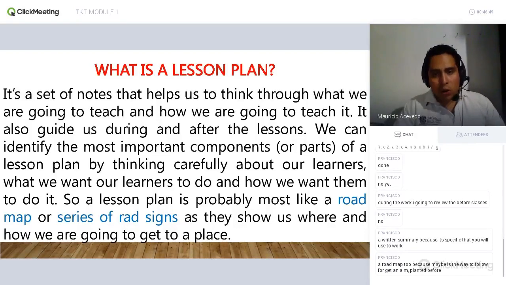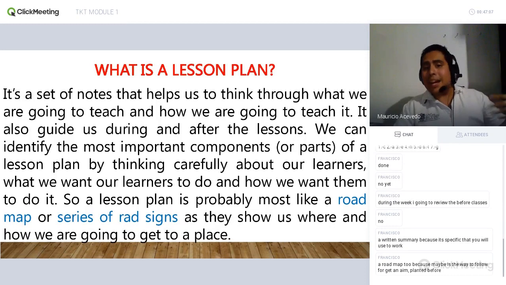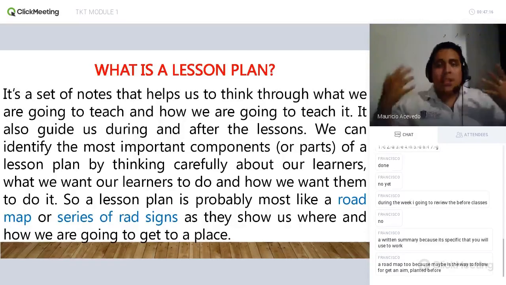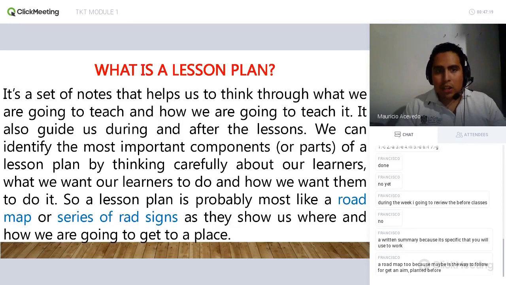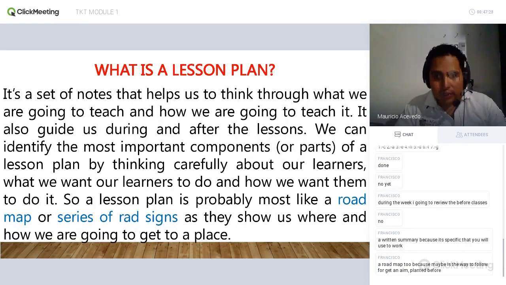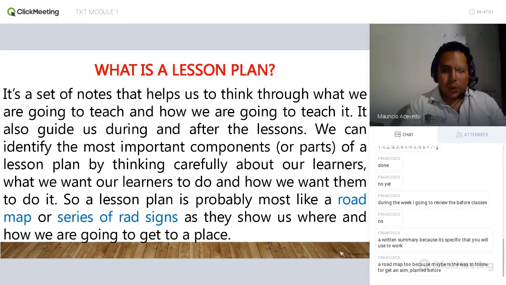Okay, so in this case, according to Cambridge, a lesson plan is probably most like a roadmap or a series of road signs as they show us where and how we are going to get to a place. That's why I really liked your last answer, Francisco, because you're telling me that this is the way, it's like the conduct in which we're going to be giving our teaching. Okay, and obviously aims are very important in this case because what we're going to teach them and how we're going to teach them depends on the aims, on what we want them to learn. Yes, Francisco, no problem. Cool.